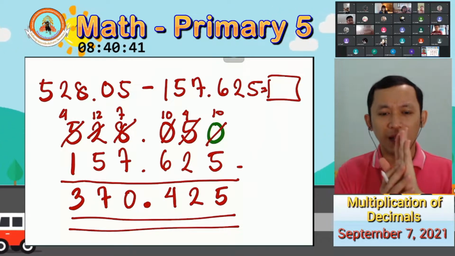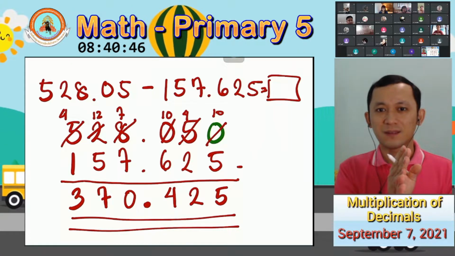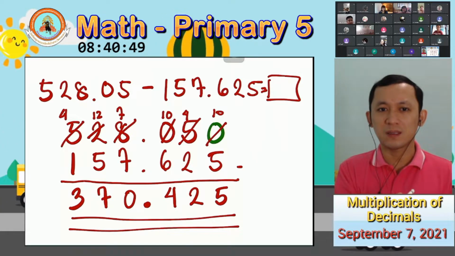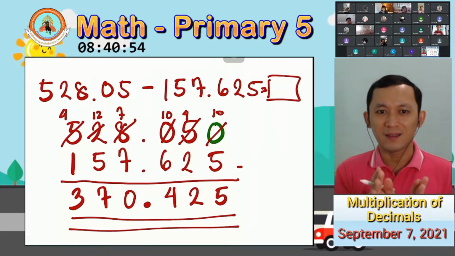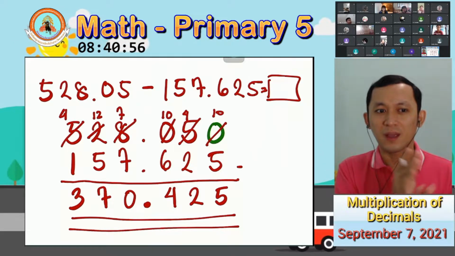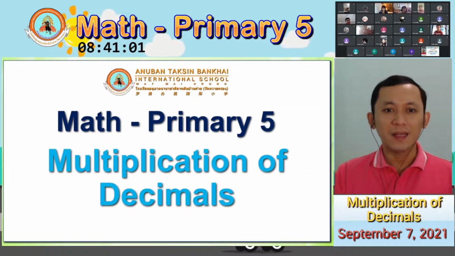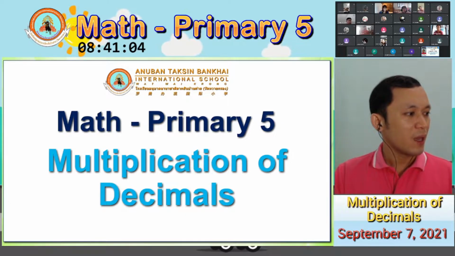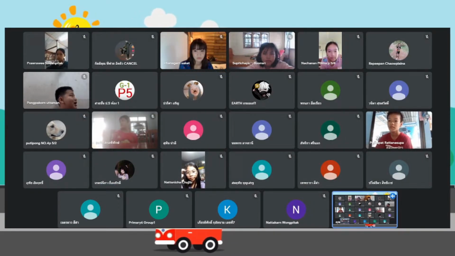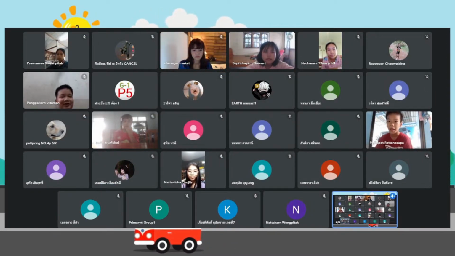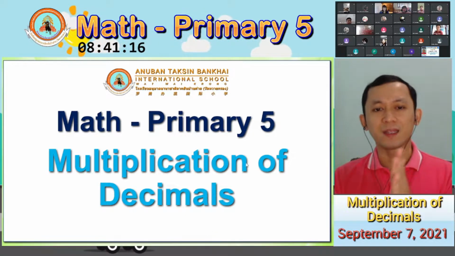Just remember, in addition and subtraction, the decimal points must be aligned. You cannot add if the decimal points are not aligned. So now, let's continue our discussion. Today we are going to talk about multiplication of decimals. When we say multiplication of decimals, is it the same? Let's find out.